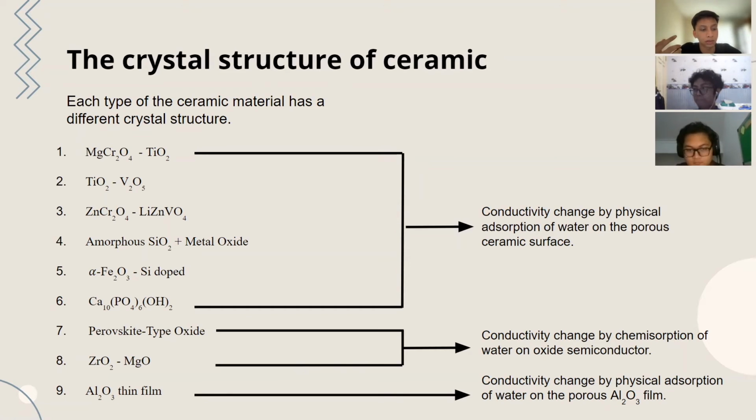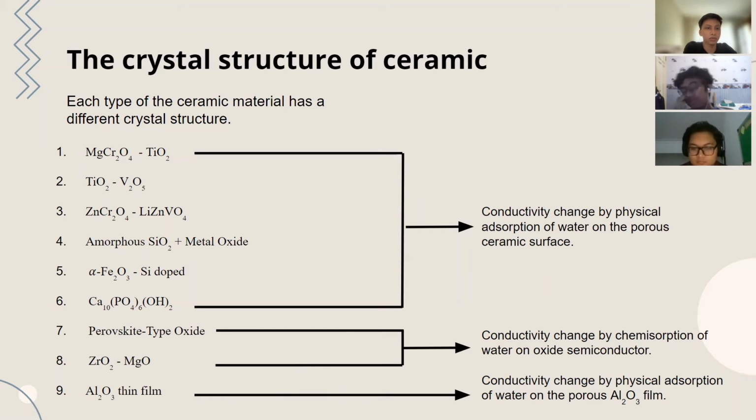So for crystal structure number 1 until 6, the principle of this crystal structure is conductivity changed by physical adsorption of water on the porous ceramic surface. And for crystal structure number 7 until 8, the crystal structure works by the conductivity change by chemisorption of ceramic on oxide semiconductor. And for crystal structure number 9, it works by conductivity change by physical adsorption of water on the porous ALO film.